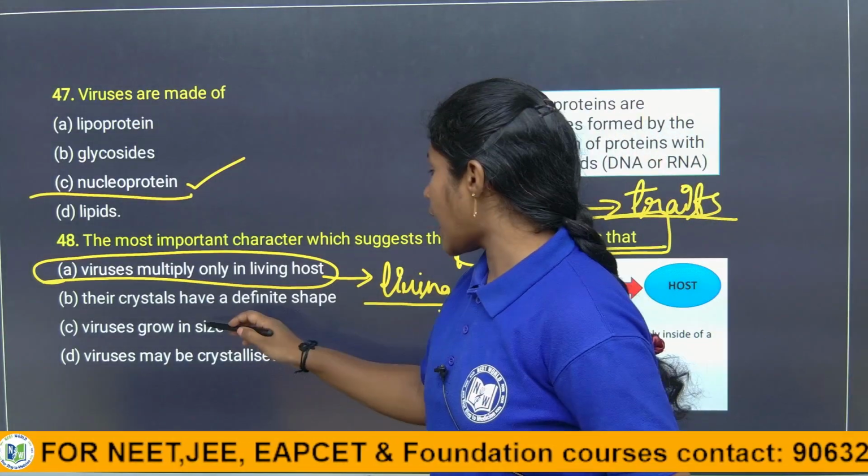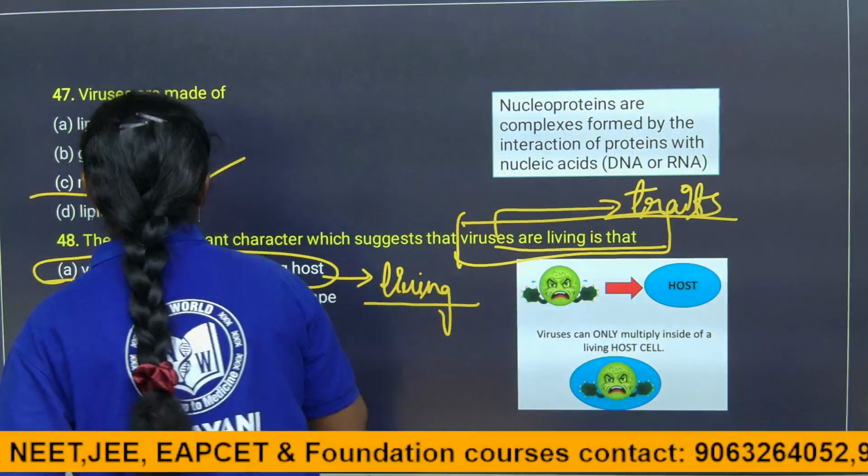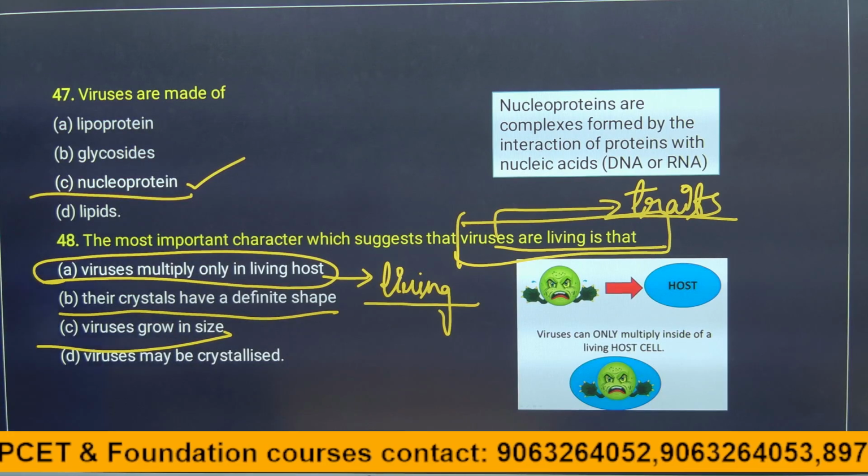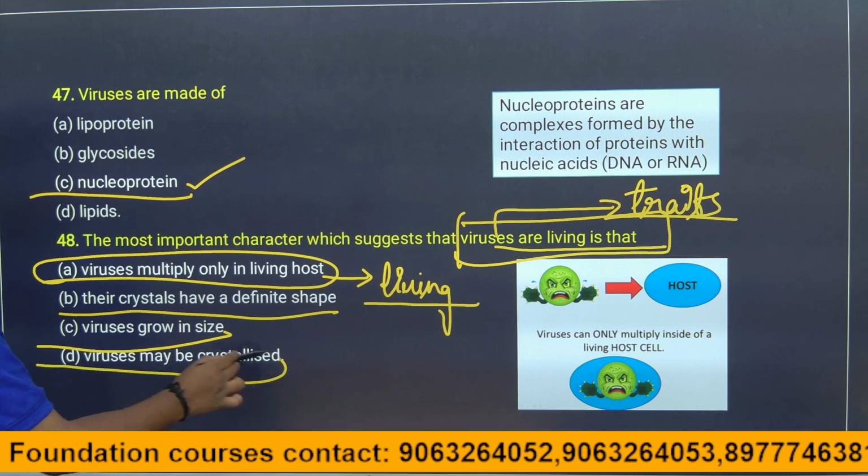So their crystals have different shape. No, they are not at all. They have the different shape. So virus grow in size. No, they have in various shapes. Virus may be crystallized. These are all the wrong statements, children.